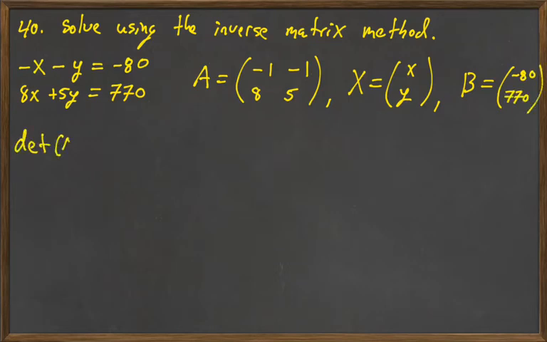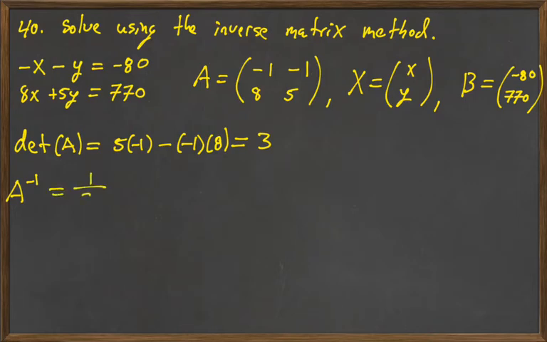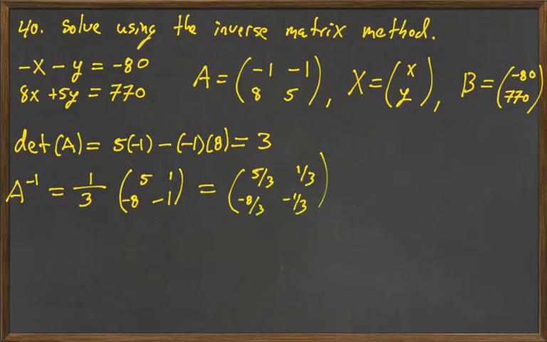The determinant of A will be equal to 5 times negative 1, which will be negative 5, and then minus negative 1 times 8. So our determinant is going to be 3. So our inverse matrix will switch the negative 1 and 5 on the diagonal, and then make the 8 and the negative 1 on the other diagonal opposite signs. And of course we have to multiply by 1 over the determinant on the outside there. And so there is our inverse matrix: 5/3, 1/3, negative 8/3, and negative 1/3.